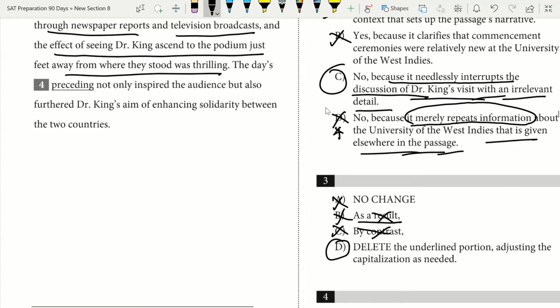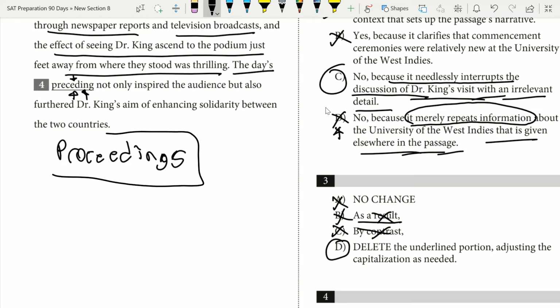All right, the days. Okay, right here, immediately after I read the days and I see I have one word underlined mid-sentence, I'm looking at 2 things usually. If it's a verb, I'm looking for subject-verb agreement. In this case, when I read the days preceding, I knew that this was the wrong word, right? It should be proceedings, okay? When we say the day's proceedings, we're referring to the day's events, right? Proceedings, a synonym of that would be events. So when we say the day's proceedings, that's what we should be saying.